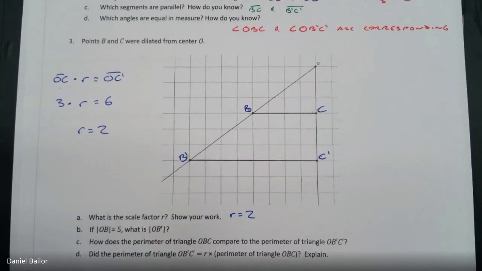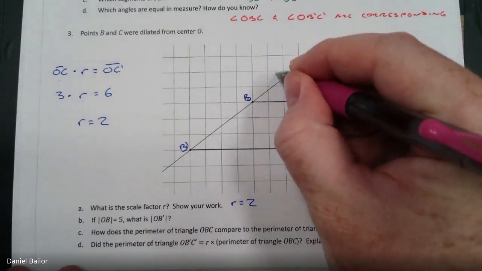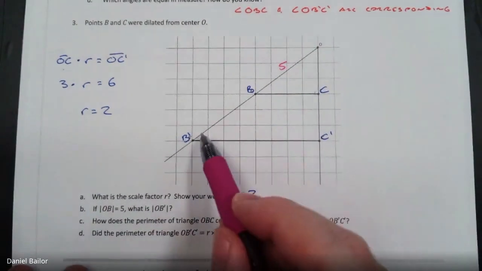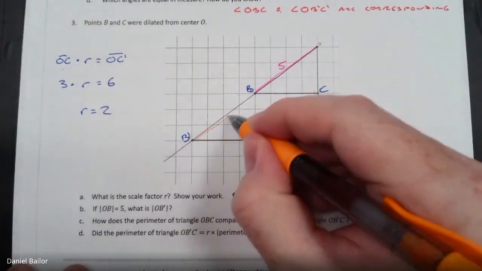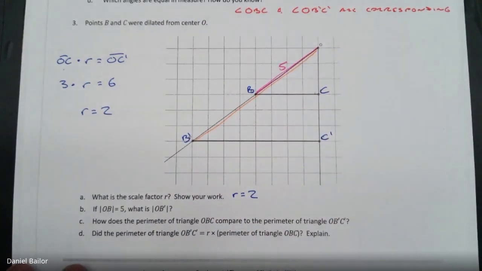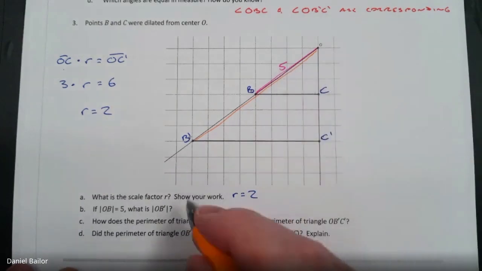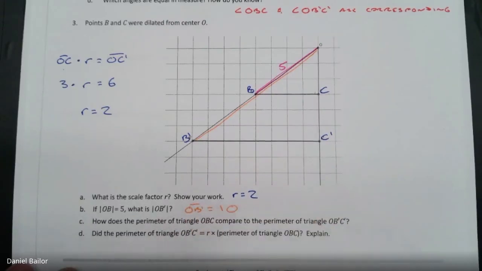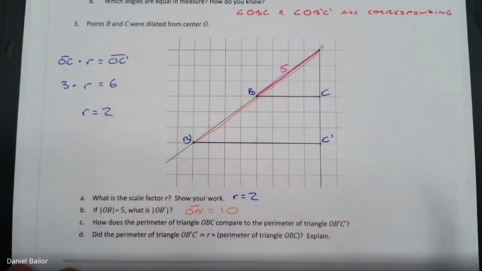There we go. Now for part B, if OB is 5, so this one here is 5, what is OB prime? Well, you know we just have to follow the scale factor. If the original is 5, we multiply by the scale factor to find the new one. So 5 times 2, OB prime is going to equal 10, because the scale factor is 2. We multiply by 2.